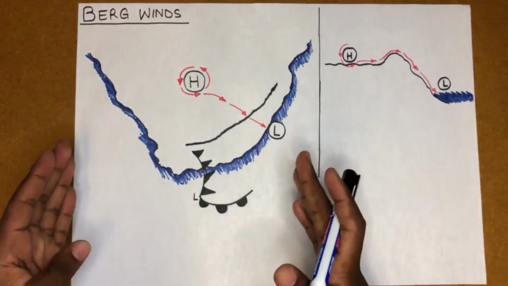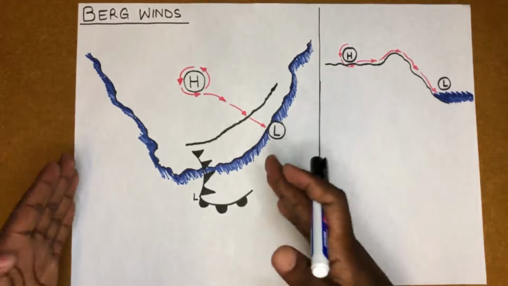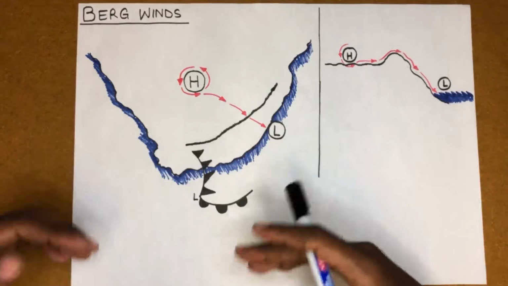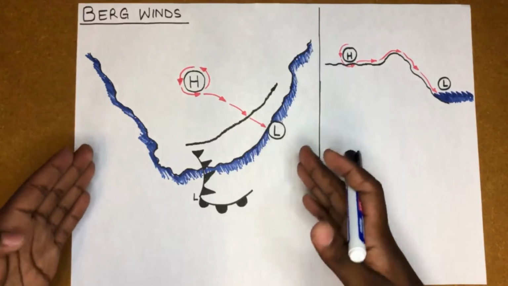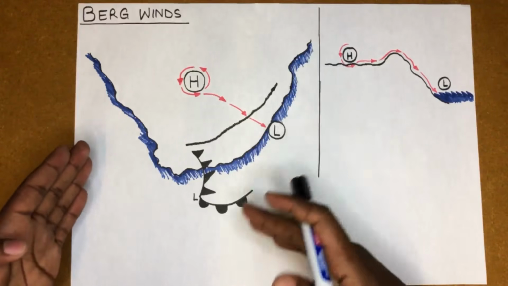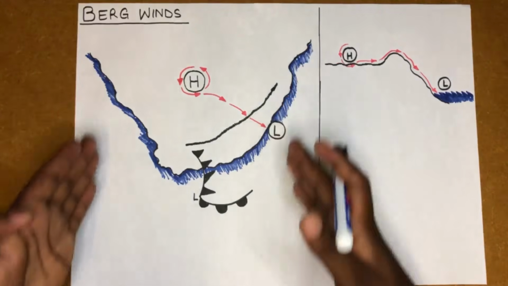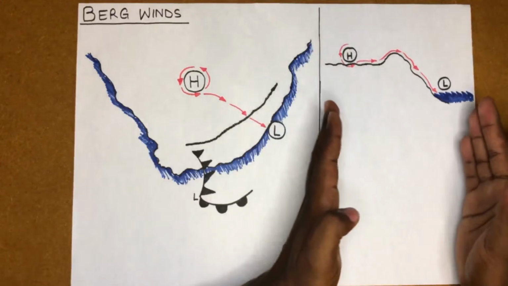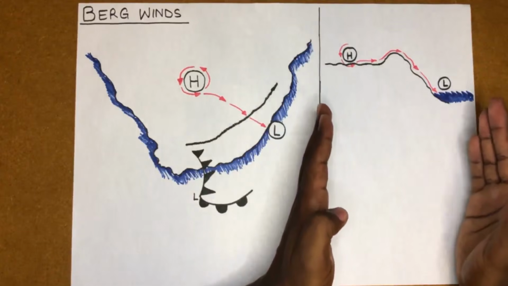I just represented two ways of showing Bergwinds because in your question papers, Bergwinds are going to be represented in two ways. It can be expressed in the form of a synoptic chart, or some kind of sketch map. So this is our sketch map or synoptic chart. On the other side, we have a cross section of the formation of Bergwinds.